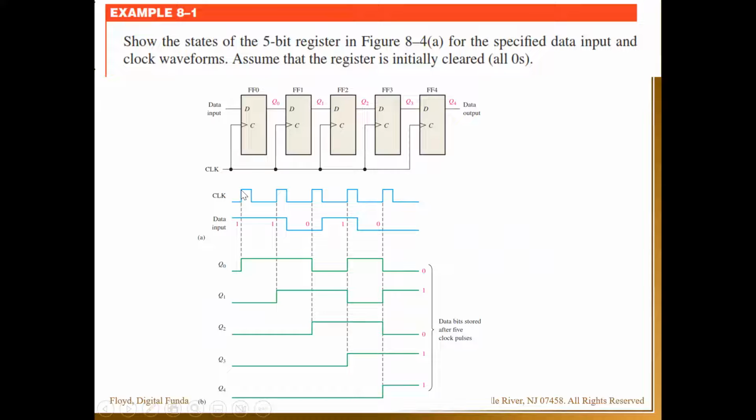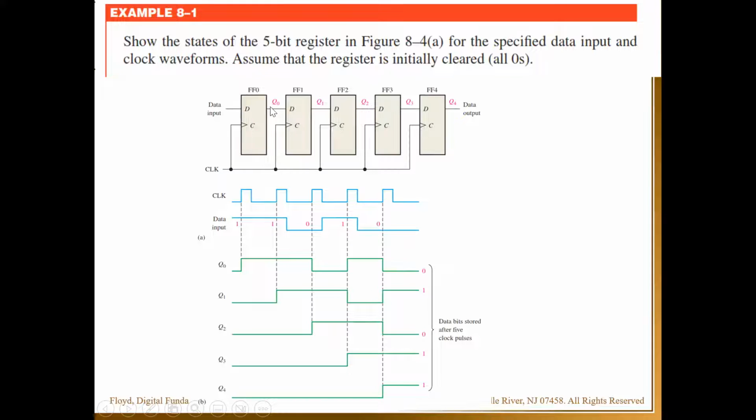With the first rising clock, Q0 will be high. With the second one, it will be high also. But with the third one, here I have a 0, so it will go 0. Fourth is high, fifth low. This Q0 is copied to Q1.